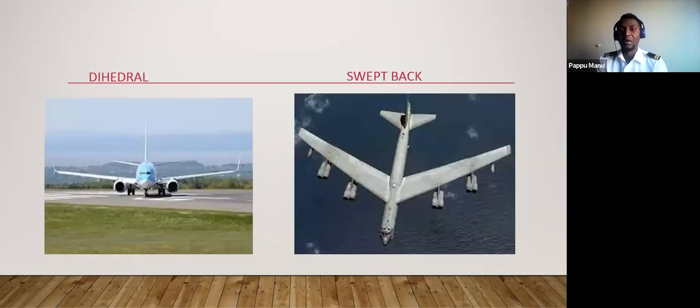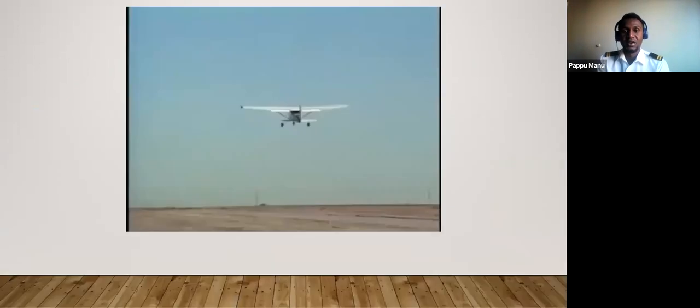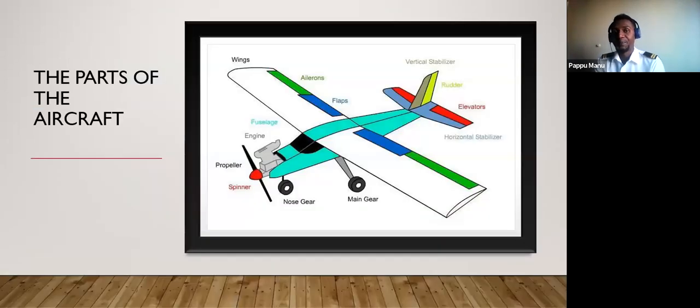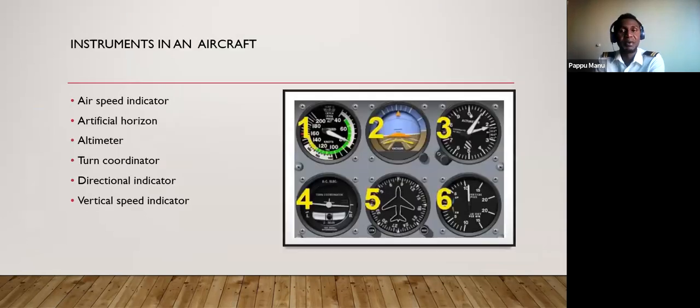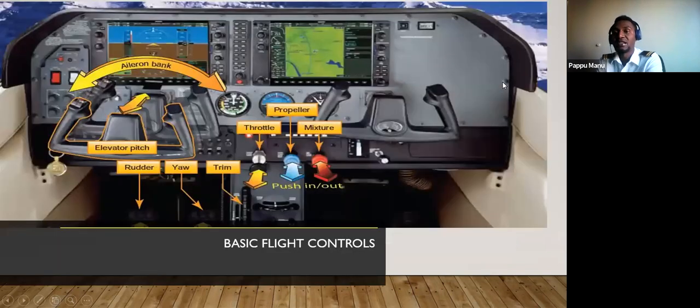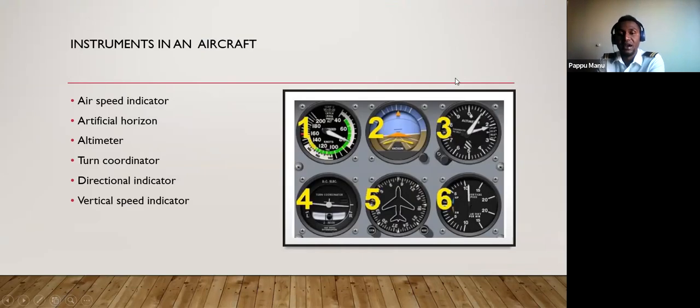We saw low wing, high wing. We saw the retractable landing gear. And as you can see in the picture, the different parts of the aircraft, which you all need to remember always. Also, we finished the six pack, the different instruments inside: the airspeed indicator, artificial horizon, altimeter, turn coordinator, directional indicator, and vertical speed indicator. That's your six pack.